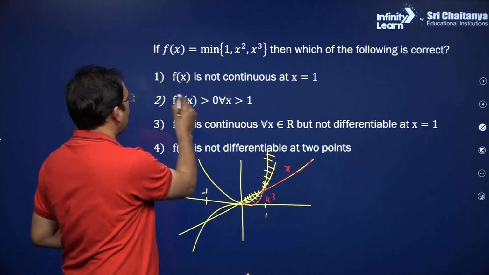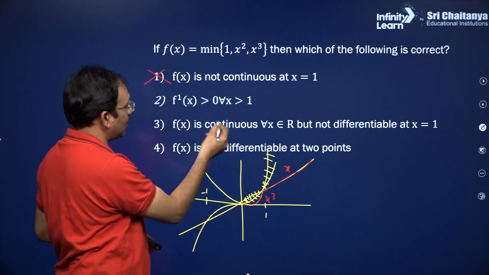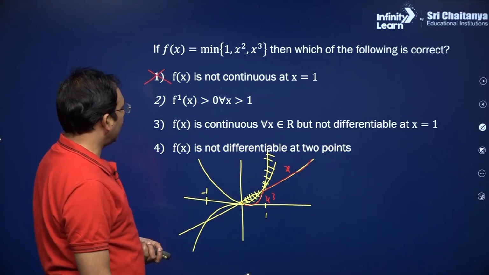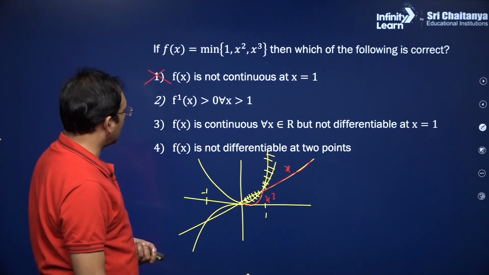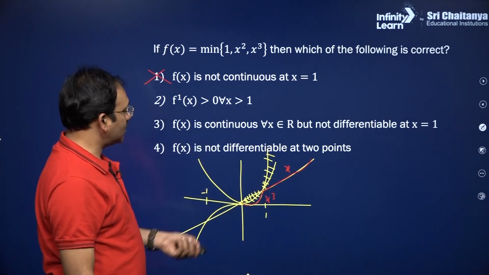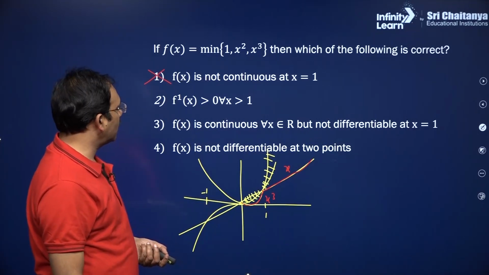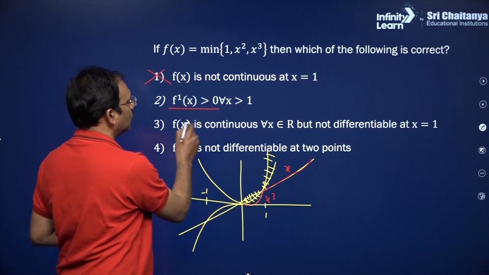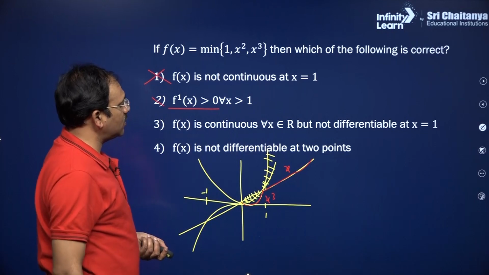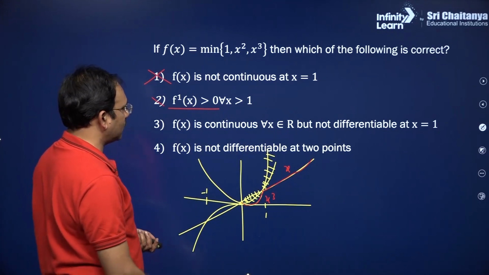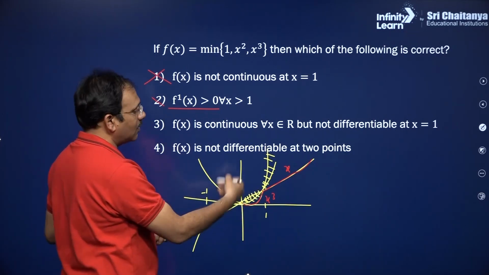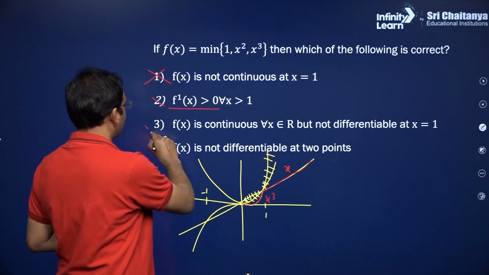Now, f of x is not continuous is false. f dash x greater than 0 for x greater than 1. For x greater than 1 the derivative is 1, f dash x positive, which of the following is correct? For all x greater than 1, y is equal to x is the minimum. So, whose derivative is 1? He said greater than 0. So, which is greater than 0, correct. Next, f of x is continuous for all x belongs to R, but not differentiable at 1. Correct, my dear friends. At 1 left side derivative 3x square is 3, right side derivative 1. So, not differentiable is correct.